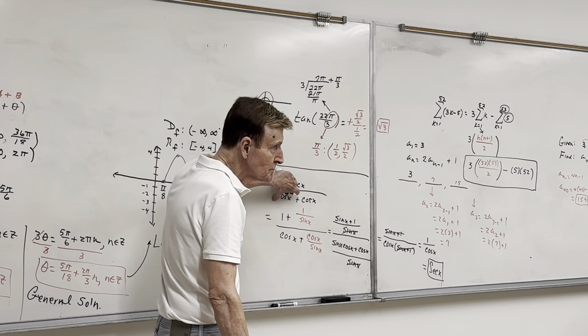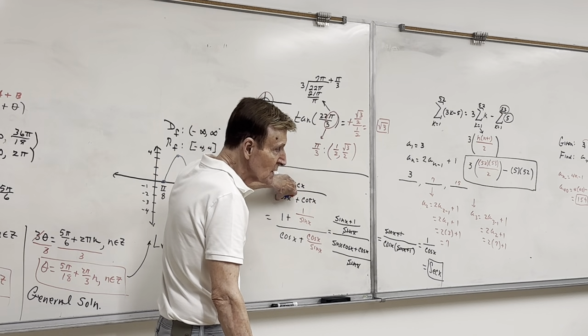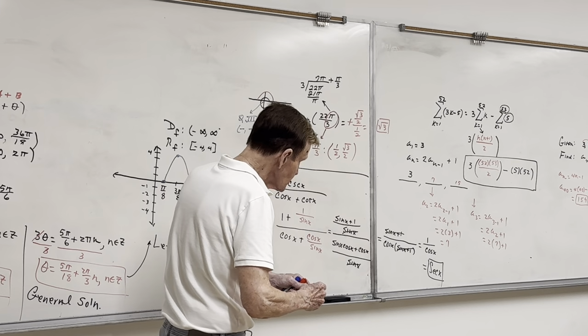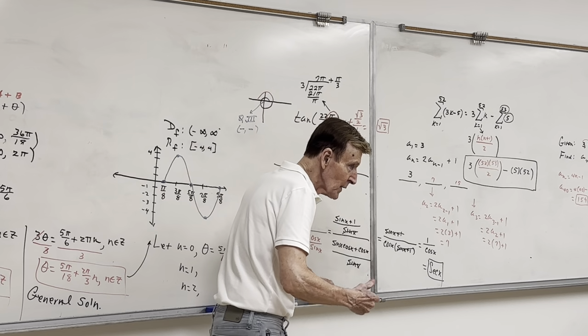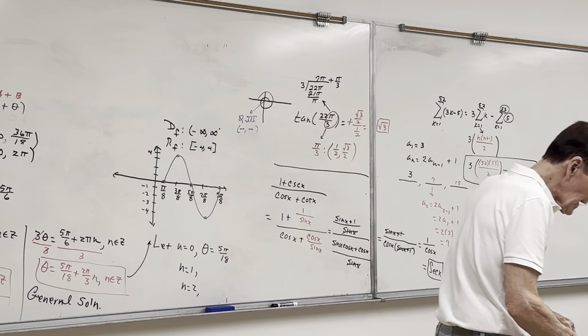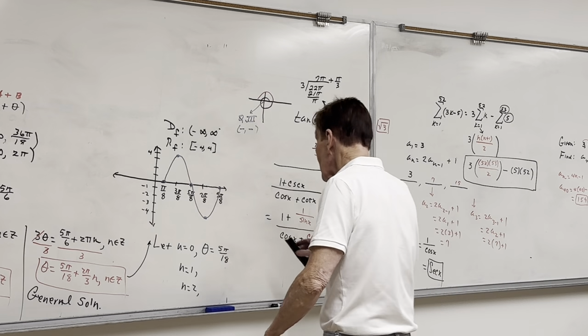All this mess is named the secant. Okay, so make sure you understand how to simplify something like that. Find the exact value of sine 15 degrees.